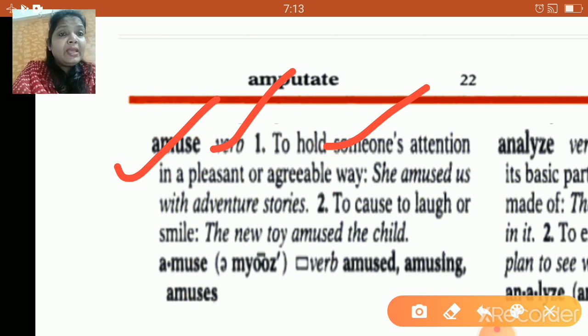And there is one more meaning: to cause to laugh or smile. Now, based on the first meaning, they have given you one example sentence. The example is, she amused us with adventure stories. And for the second meaning, they have given you one more example. That is, the new toy amused the child.